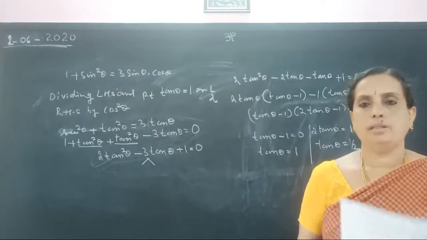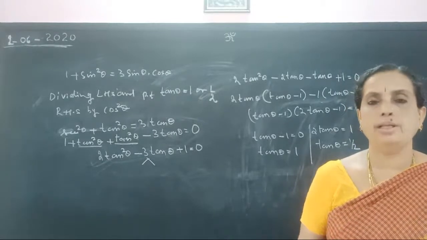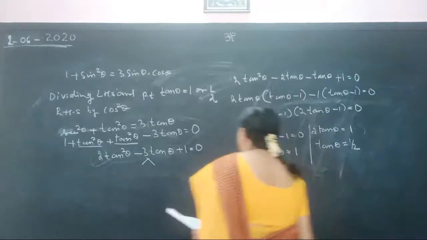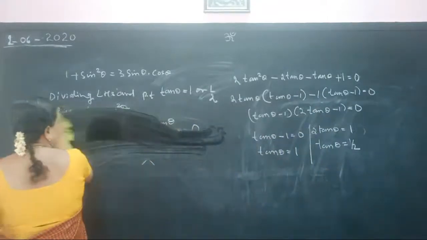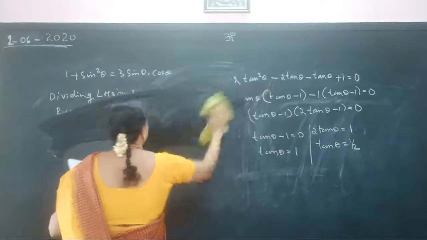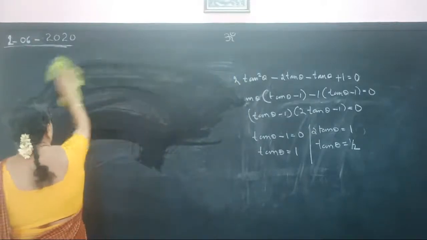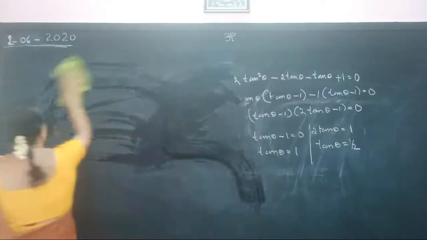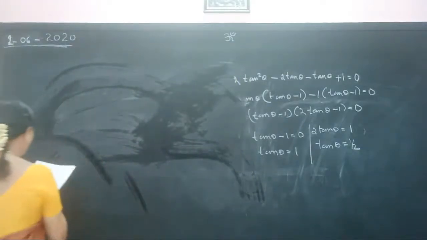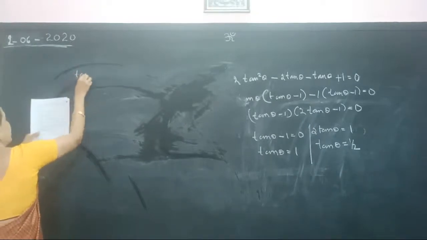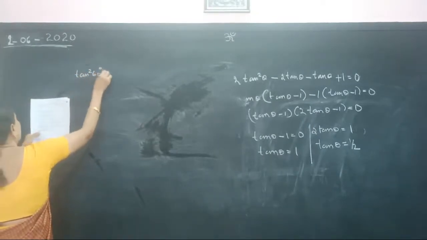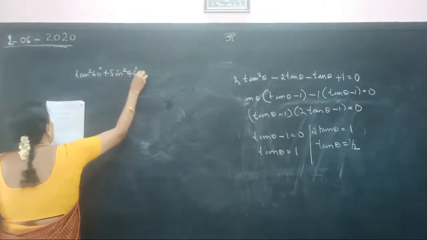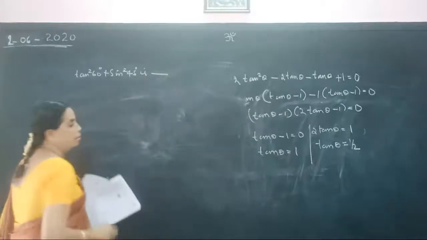Another one mark question regarding the trigonometry specific angle. That is, the value of tan square 60 degree plus sin square 45 degree is dash.